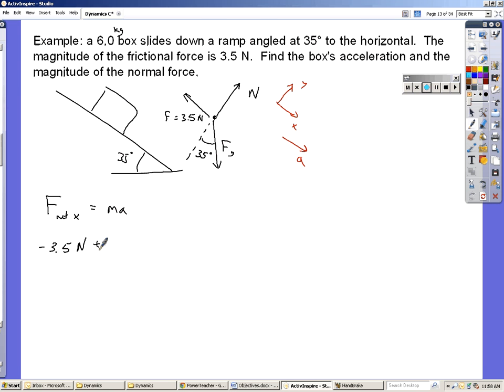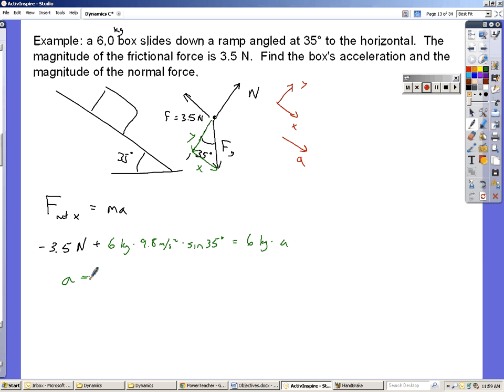And then the gravitational force has an x component. Remember, when we are finding components of vectors, we draw right triangles. And its x component is opposite the 35-degree angle. So we have the weight force, which is 6 kilograms times 9.8 meters per second squared, times the sine of 35 degrees, and all that equals ma, 6 kilograms times a.